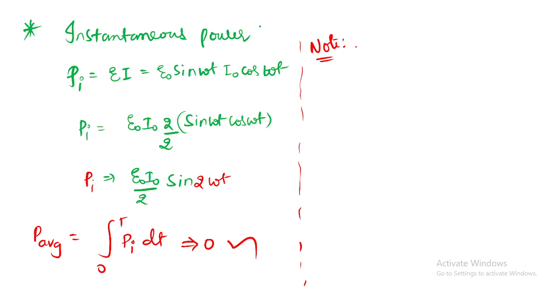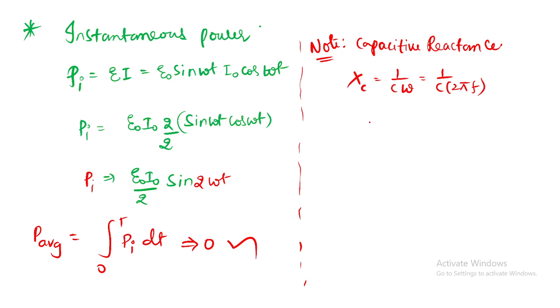Now, capacitive reactance you know already, which is nothing but XC, which is 1 by C into omega, or else we can write it as 1 by C into 2 pi into frequency. Am I correct? So capacitive reactance is actually inversely proportional to frequency. Right? Here, the SI unit I can write is ohm only.